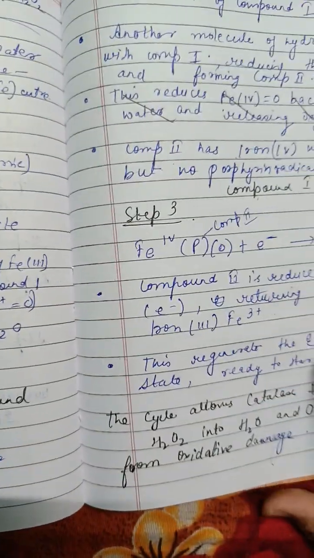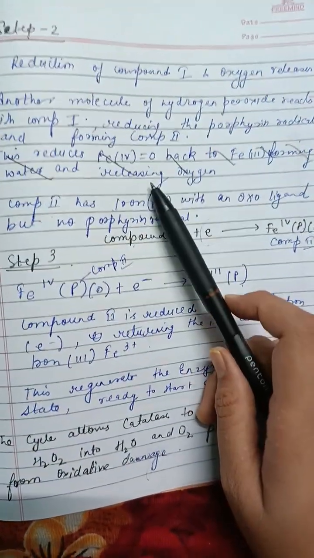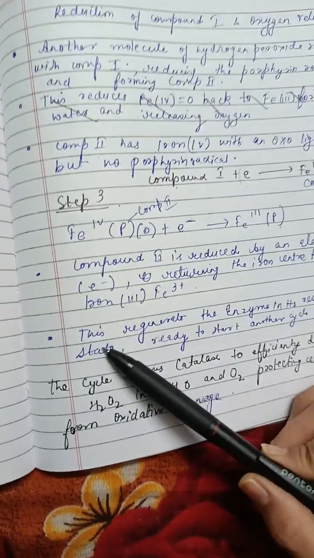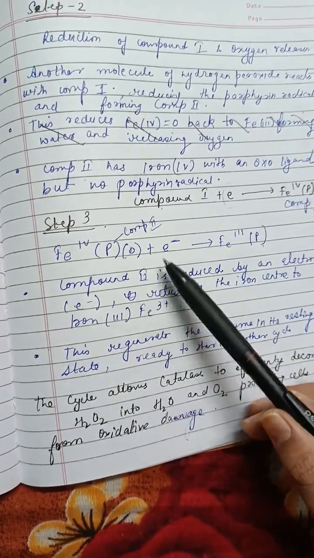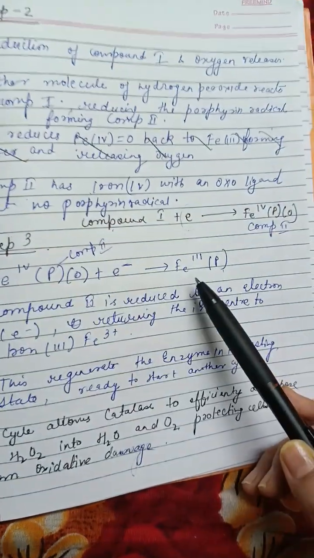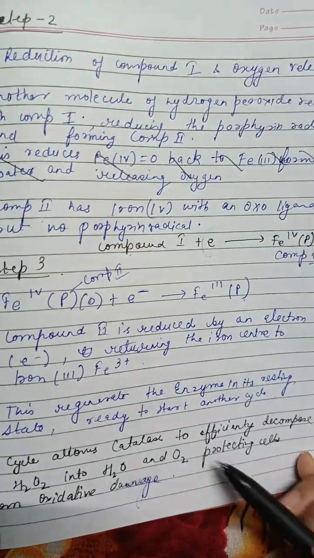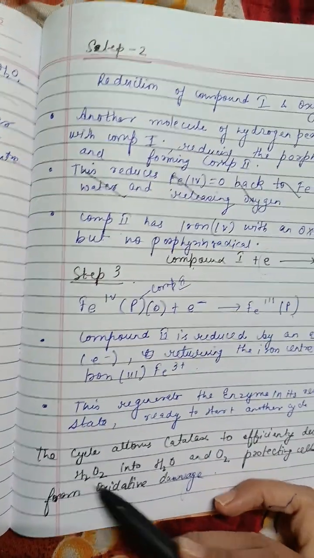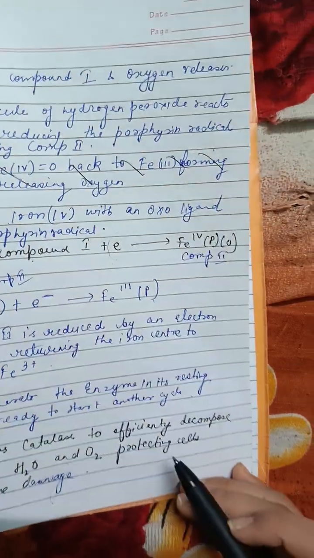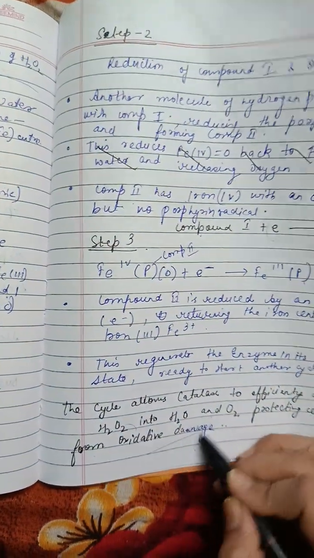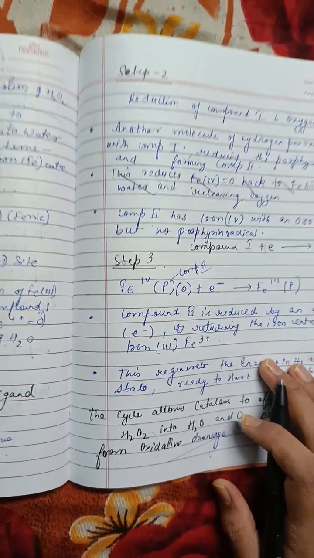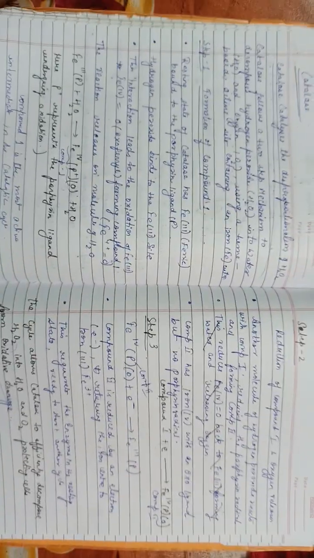So basically there are only two steps happening here. First is oxidation, then reduction, and this is the intermediate step. The last step is the reduction of compound 2, where we ultimately get the same reactant as we started with. So the cycle allows catalase to efficiently decompose H2O2, hydrogen peroxide, into water and oxygen, protecting cells from oxidative damage. I hope this is clear. If there is any doubt, you can ask me. Please take a screenshot of my notes. Thank you.